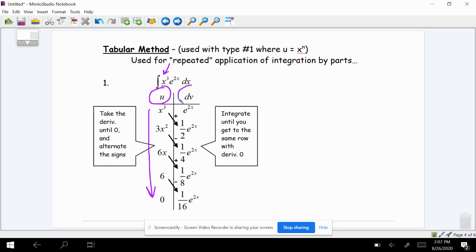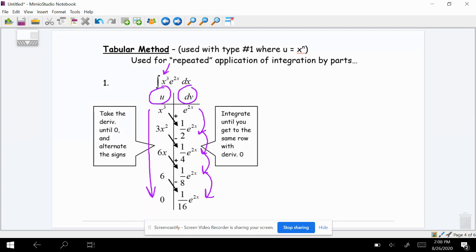In your dv column, you're going to put the other stuff. It could be e, it could be trig. Every time with this column, you're going to integrate. So from here to here, I integrated. From here to here, I integrated. From here to here, I integrated. And you'll notice there was an adjustment every single time I integrated of a 1/2 in this one.